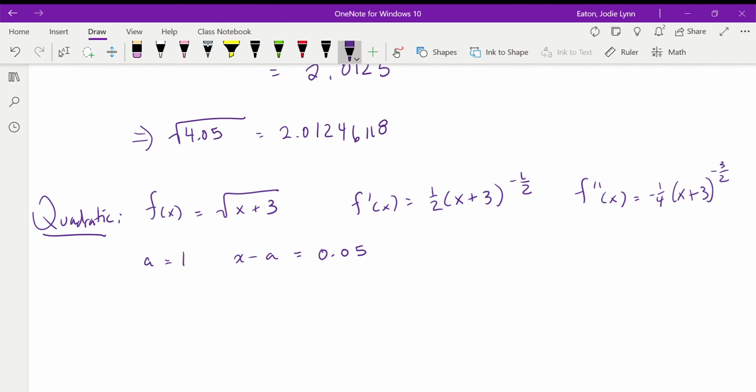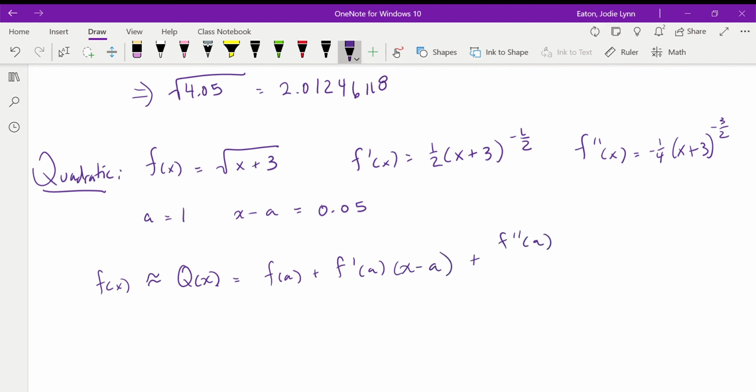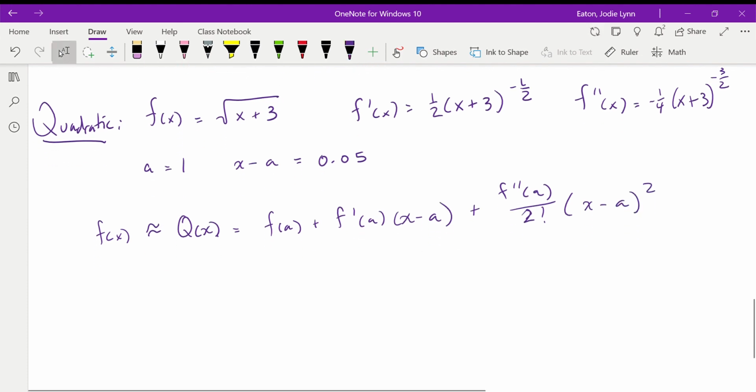Okay, so f of x will be, in that region, approximately equal to q of x, which is f of a plus f prime at a times x minus a plus f double prime at a over 2 factorial, sorry, that made that kind of a question mark, eh? 2 factorial times x minus a squared. Okay, so now we can plug that in.